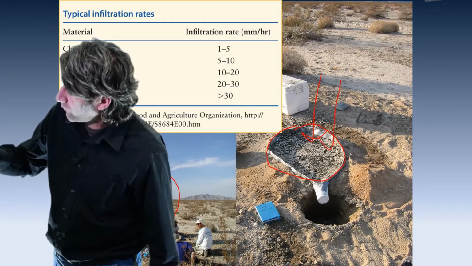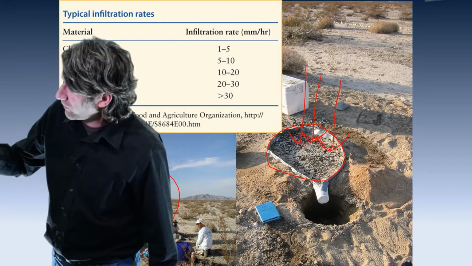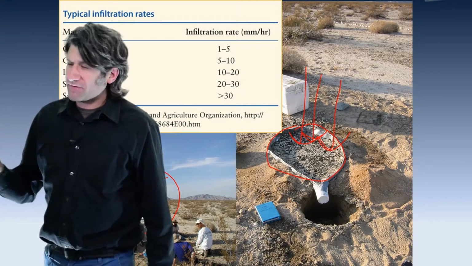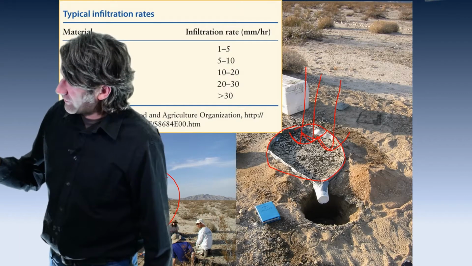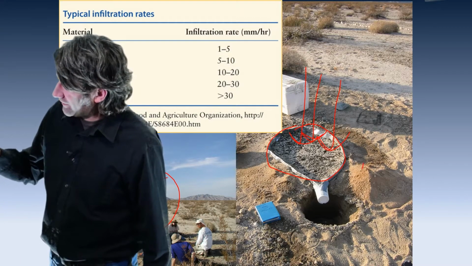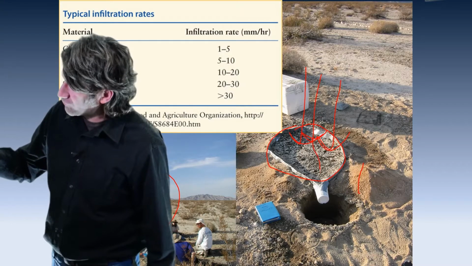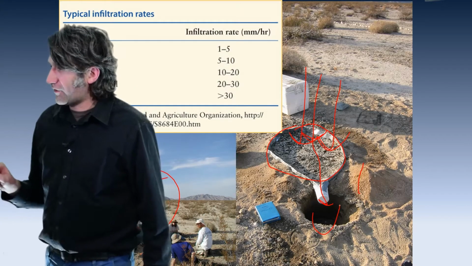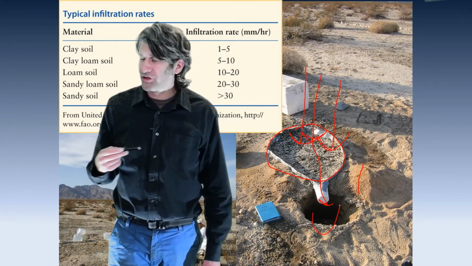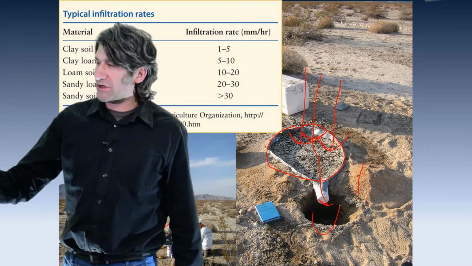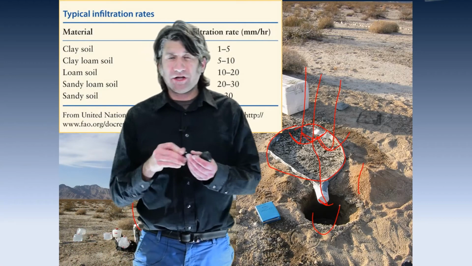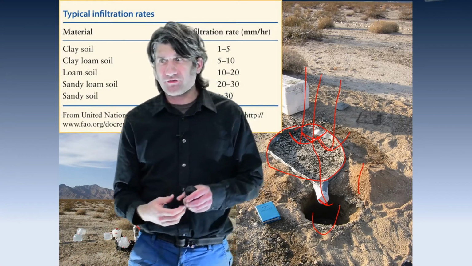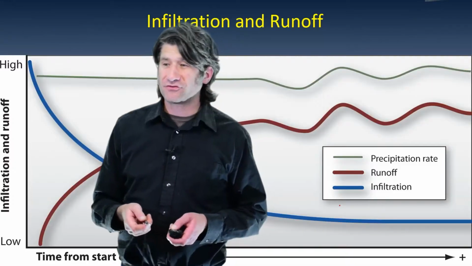So we're putting water onto this test plot, and what we're quantifying is how much soaks into the ground, how much goes down into the ground that we don't see, versus how much runs off the surface that we can collect in this bucket right here. And so we can then calculate that infiltration rate because we know how much we're raining down, how much is running off, and so the rest is going into the soil, and that's how we calculate infiltration rate.